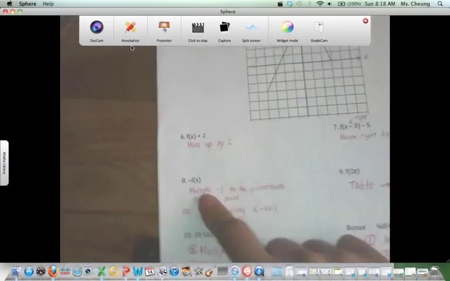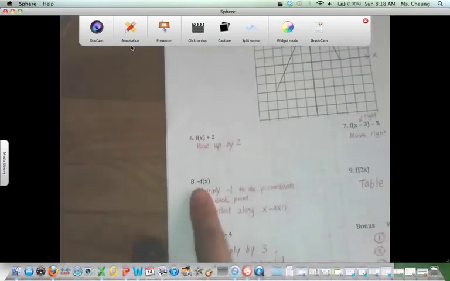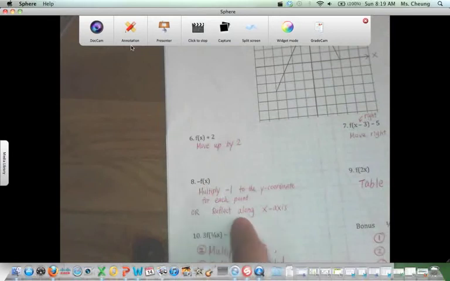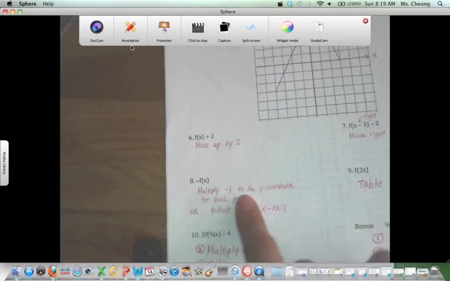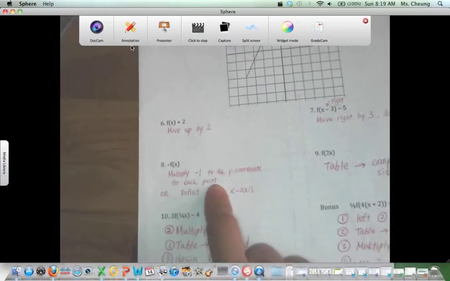And then question number 8. In question number 8, you are multiplying the function by a negative. There are 2 ways that you can do this. If you remember, you can just reflect along the x-axis. If not, you can remember that with a coefficient in front, you multiply the y coordinate of each point by negative 1. So I'm going to multiply the y coordinate of each point by negative 1.